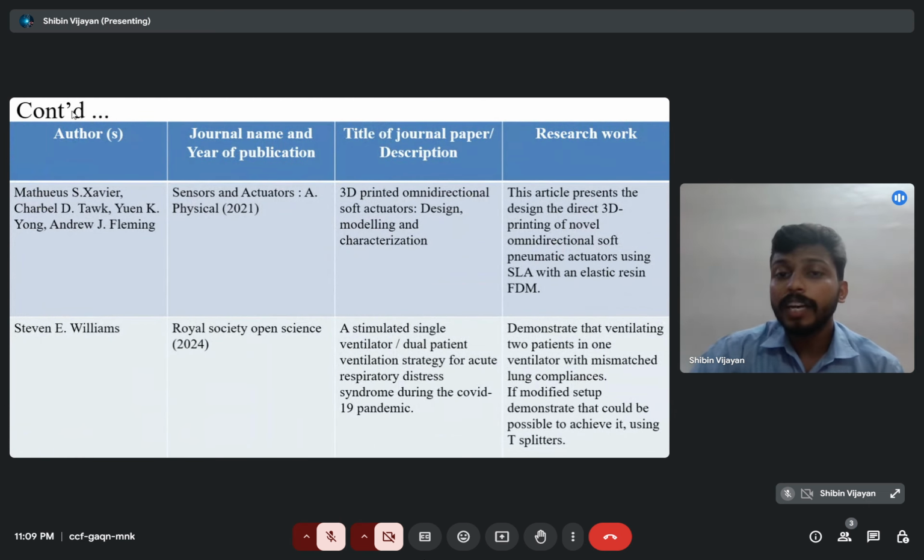The next paper is 3D printing omnidirectional soft actuators: design, modeling, and characterization. This article presents the design and direct 3D printing of a novel omnidirectional soft pneumatic actuator using stereolithography and elastic resin and the Poisson model. The last paper is the simulated single ventilator dual patient ventilation strategy for acute respiratory distress syndrome during this COVID-19 pandemic. It demonstrates ventilating two patients with one ventilator, with a mismatch in lung compliance, and a modified setup demonstrates that it could be possible to achieve this using T-splitters.